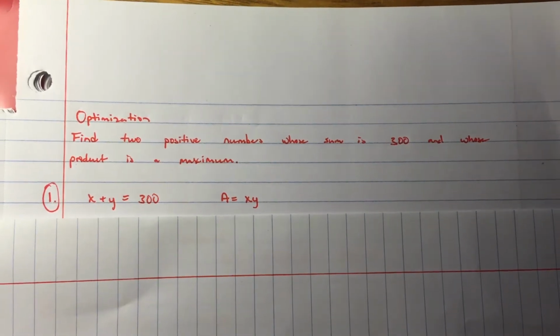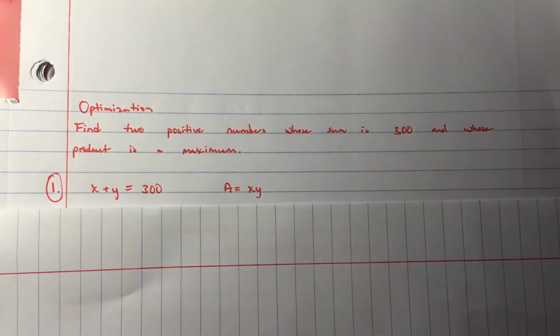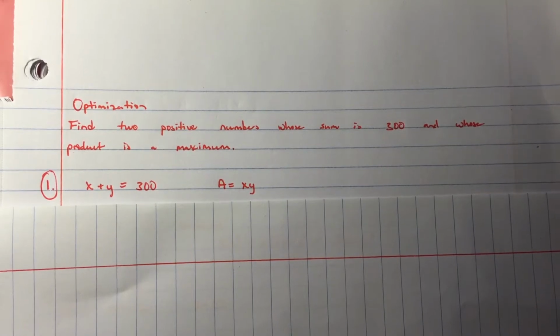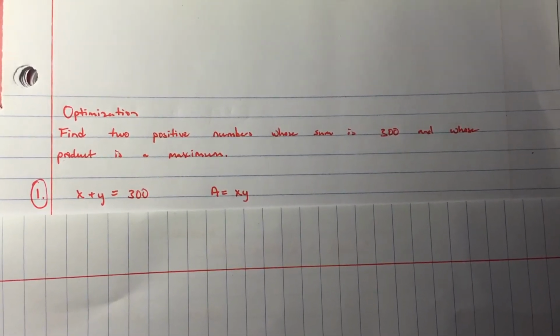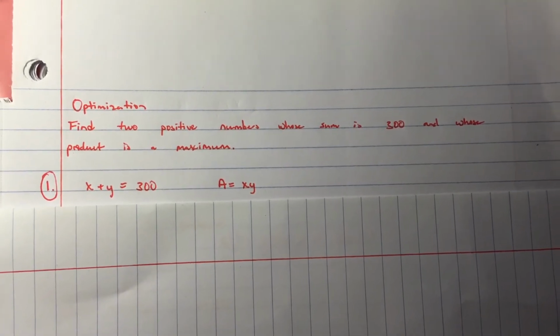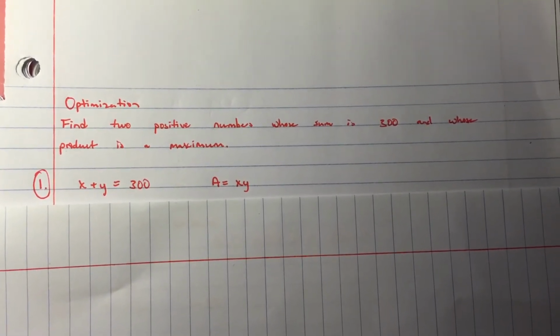Hello guys, today we're going to talk about optimization. The problem is as follows. Find two positive numbers whose sum is 300 and whose product is a maximum. The first step is to write down equations describing the situation.